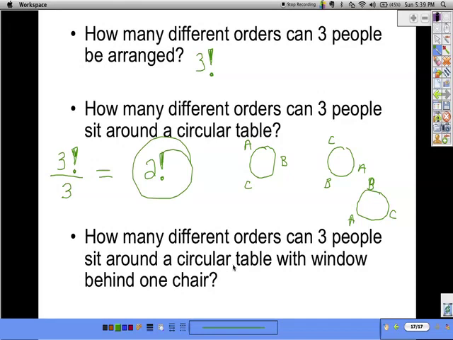Now, if we have a circular table with a point of reference, say a window behind one chair, what we are doing is calling it a linear arrangement then. We're giving one point as a point of reference. And as soon as we introduce that point of reference, it goes back to being a linear arrangement. So we would call it 3 factorial.